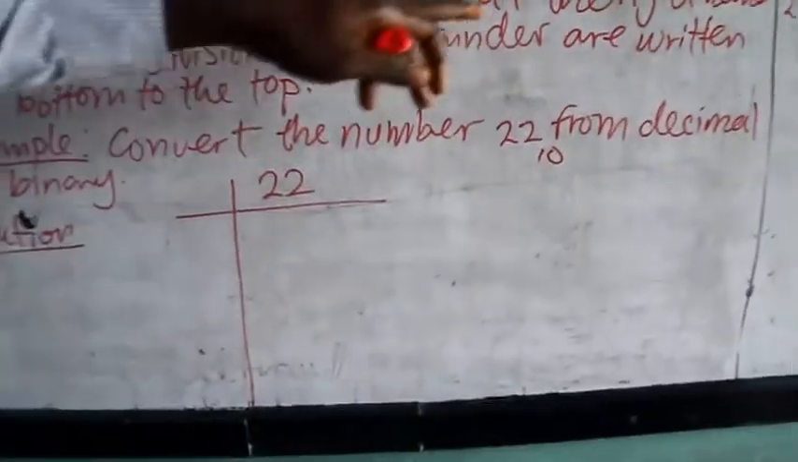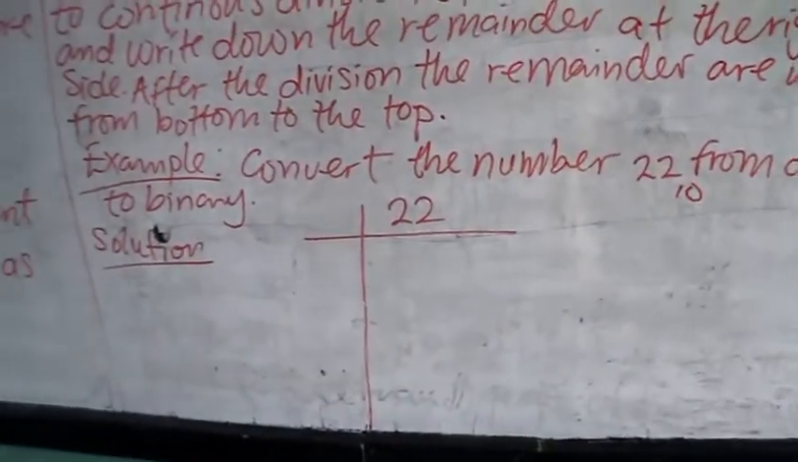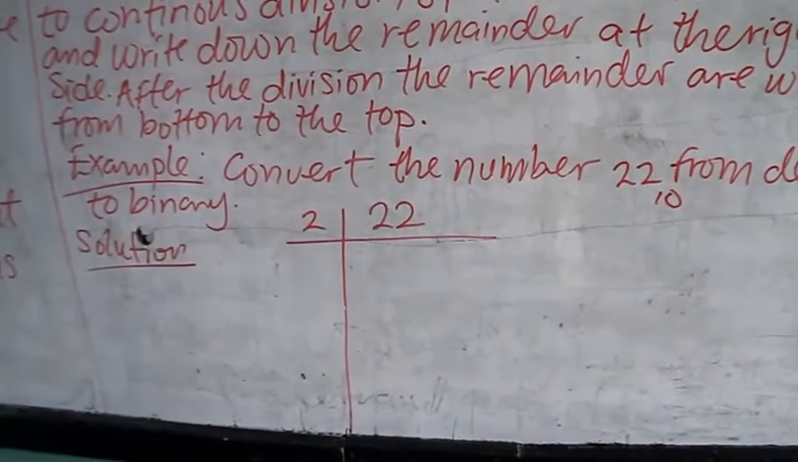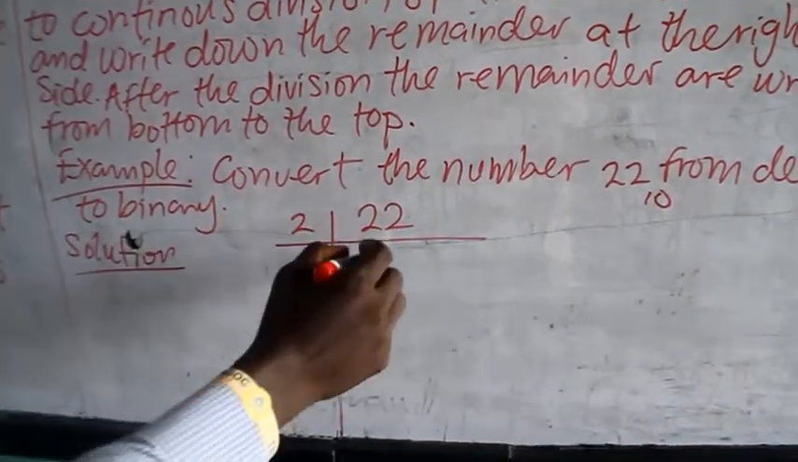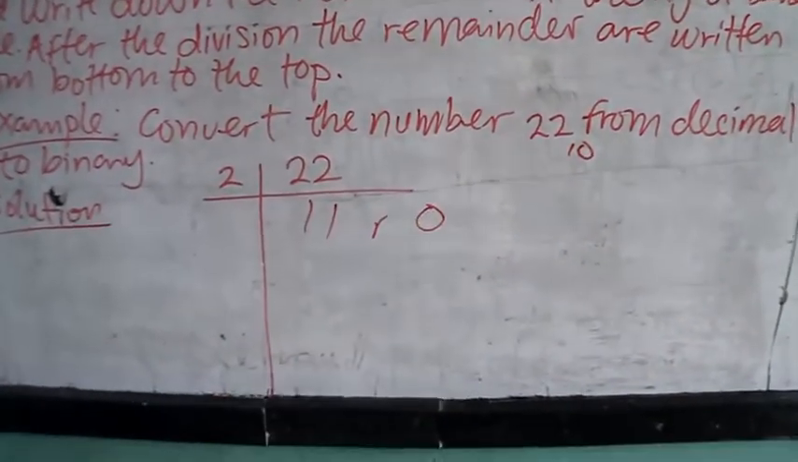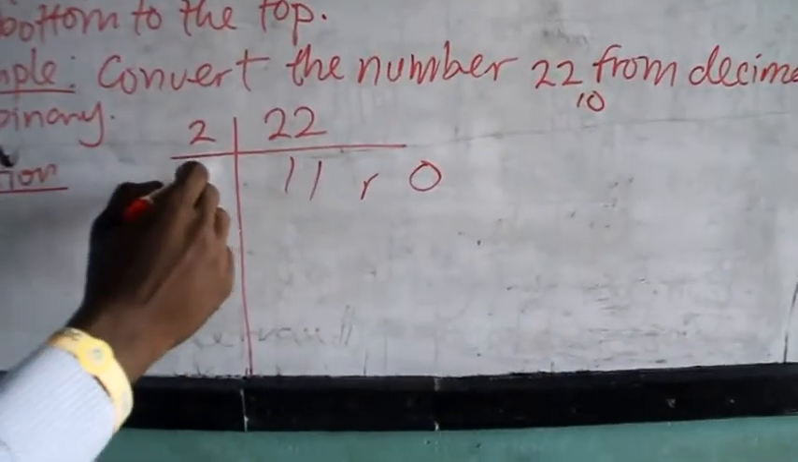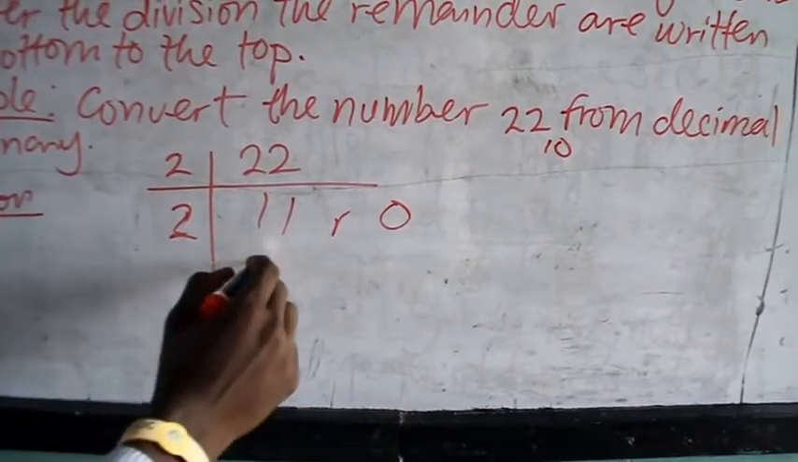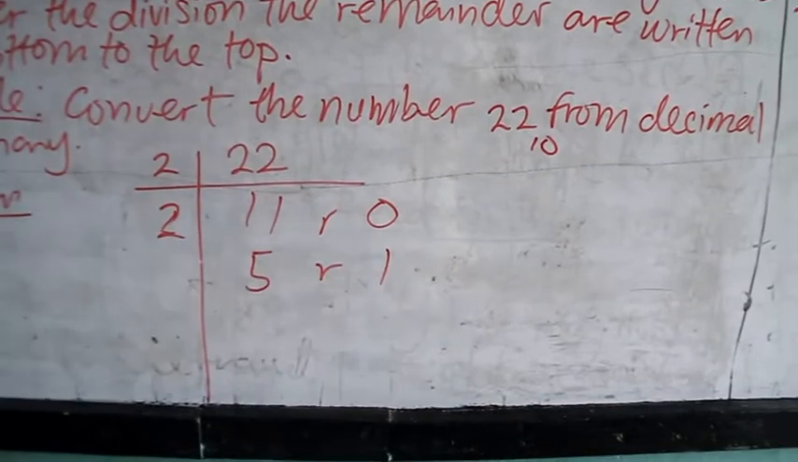So to do that, we are going to divide it by 2 and write down the remainder. So we have 22 here. What do we do under the solution? We divide 22 by 2. By dividing 22 by 2, it goes 11 times. And here we don't have any remainder, so our remainder is 0. Again, we divide by 2. So 2 in 11, we are going to have 5, and we have a remainder of 1.